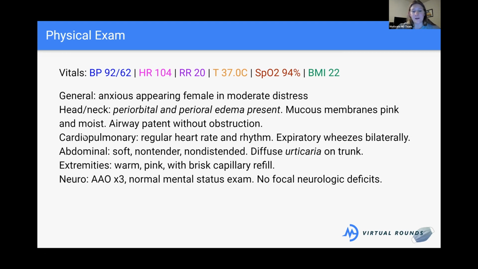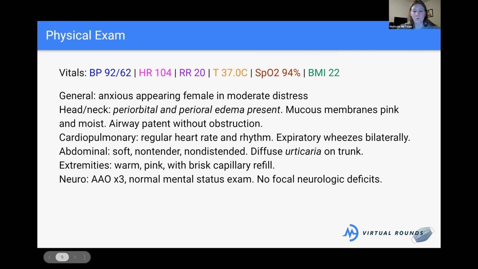For a cardiopulmonary exam, she has a regular heart rate and rhythm, and she does have expiratory wheezes bilaterally. So when we have her breathe out or exhale, that's when we hear those wheezing sounds coming from both of the lungs. For her abdominal exam, it's soft, non-tender, and non-distended, but she does have a diffuse urticaria on the trunk, and urticaria is the medical term for hives. So sort of these raised red patches that tend to be really itchy and can kind of welt and merge together if it's in a large area of the body.